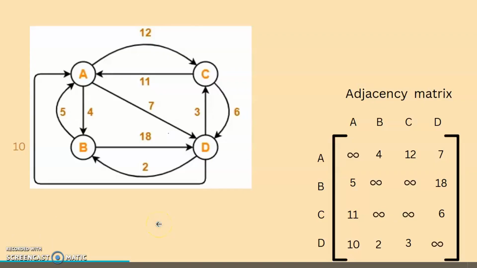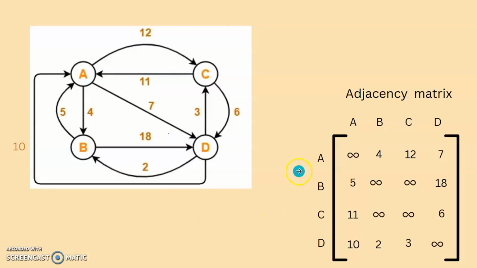The first step in this solution is to form the adjacency matrix for the given graph. The graph contains four nodes A, B, C, D, and so the matrix size will be 4 by 4, and rows and columns are labeled A, B, C, D as shown in the diagram. Now you find whether there is any direct edge between the nodes. For example, A to A. There is no edge for A to A, so it is represented as infinity.